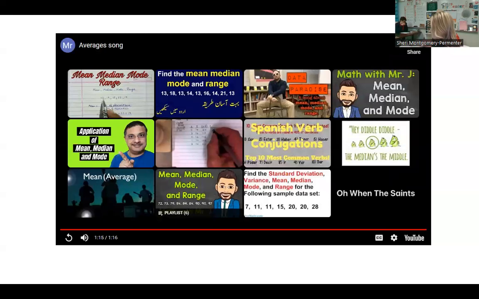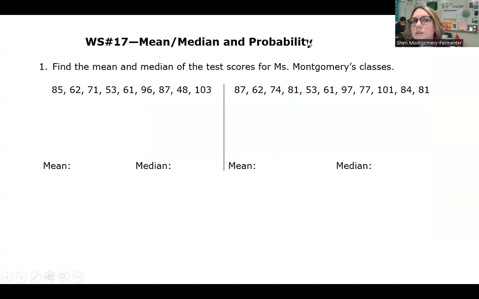Okie dokie. So we got to remember what these things are. Question 1 and 2. It says find the mean and the median. So what is the mean? Add and divide. Very good.